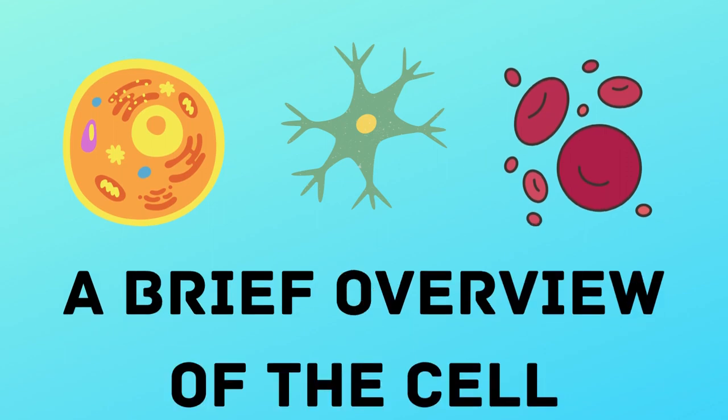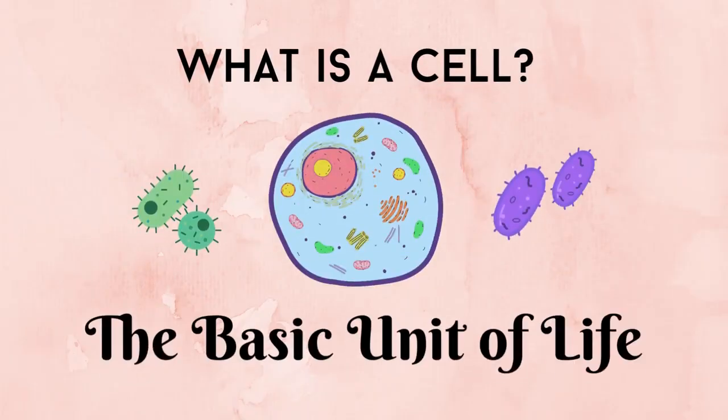Today's topic is the basic overview of the cell. The cell was discovered by Robert Hooke in 1665. So how do we define a cell? A cell is the basic unit of life, and some organisms are composed of only one cell. That means they are unicellular in nature. And some other organisms, including human beings, are composed of more than one cell. That is, they are multicellular organisms.